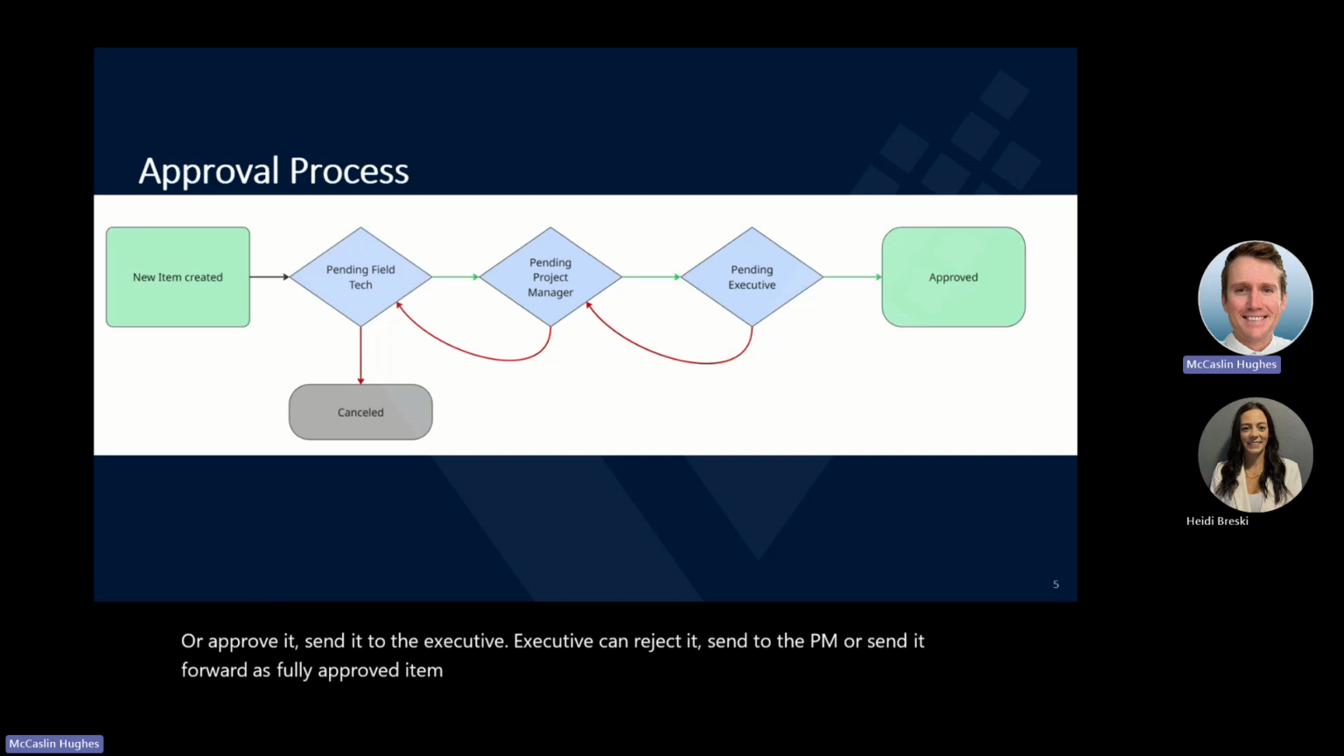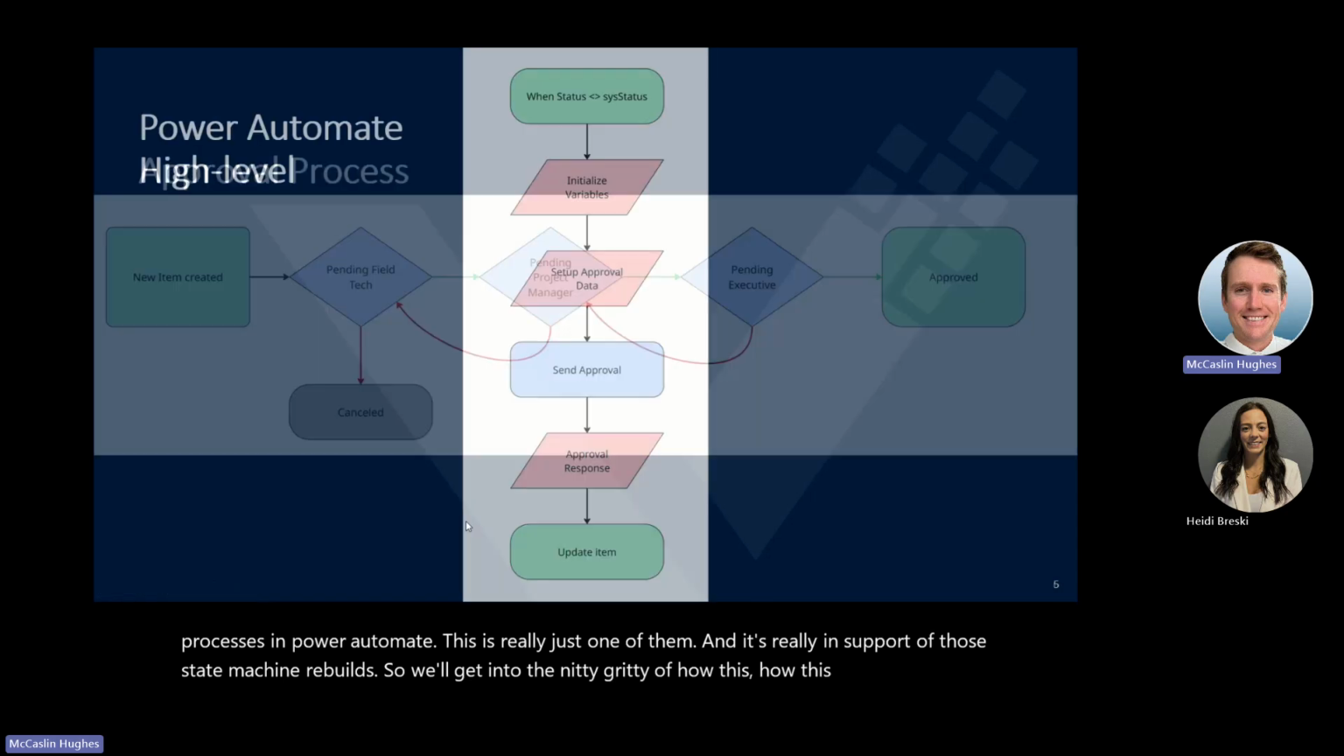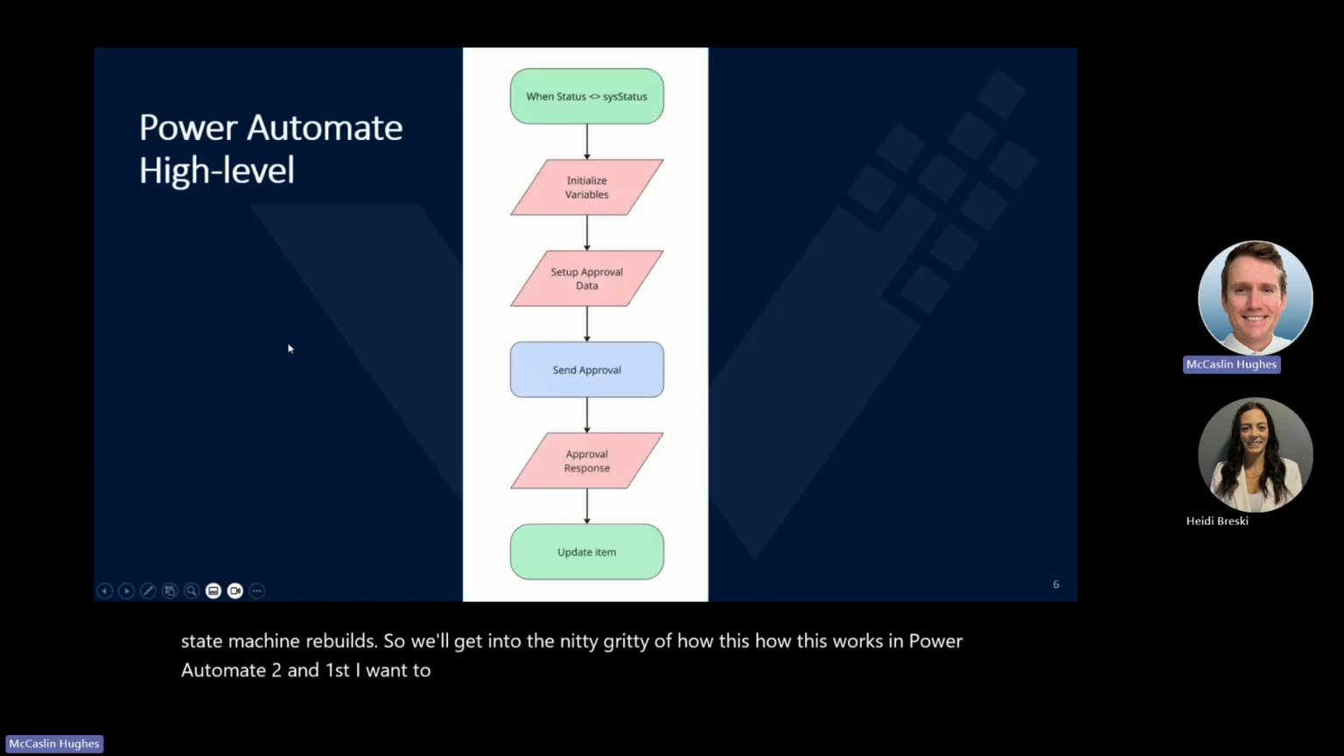Very simple approach. There are a million ways to do approval processes in Power Automate. This is really just one of them, and it's really in support of those state machine rebuilds. So we'll get into the nitty-gritty of how this works in Power Automate too. And first, I want to show a high-level overview of what the Power Automate flow is going to look like.